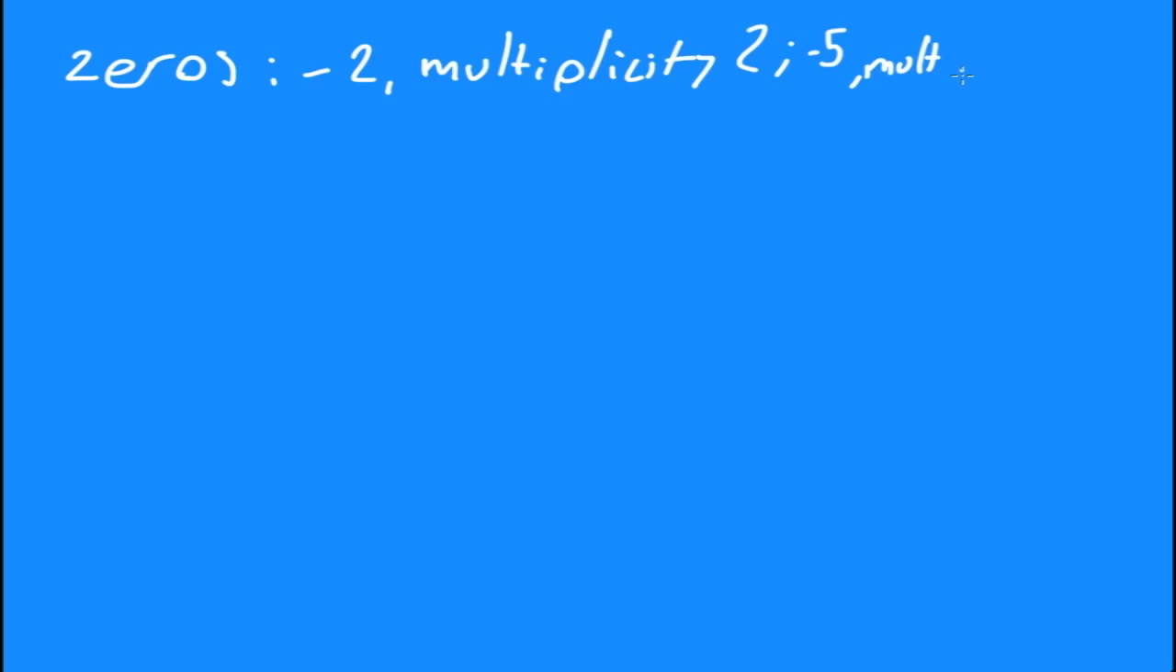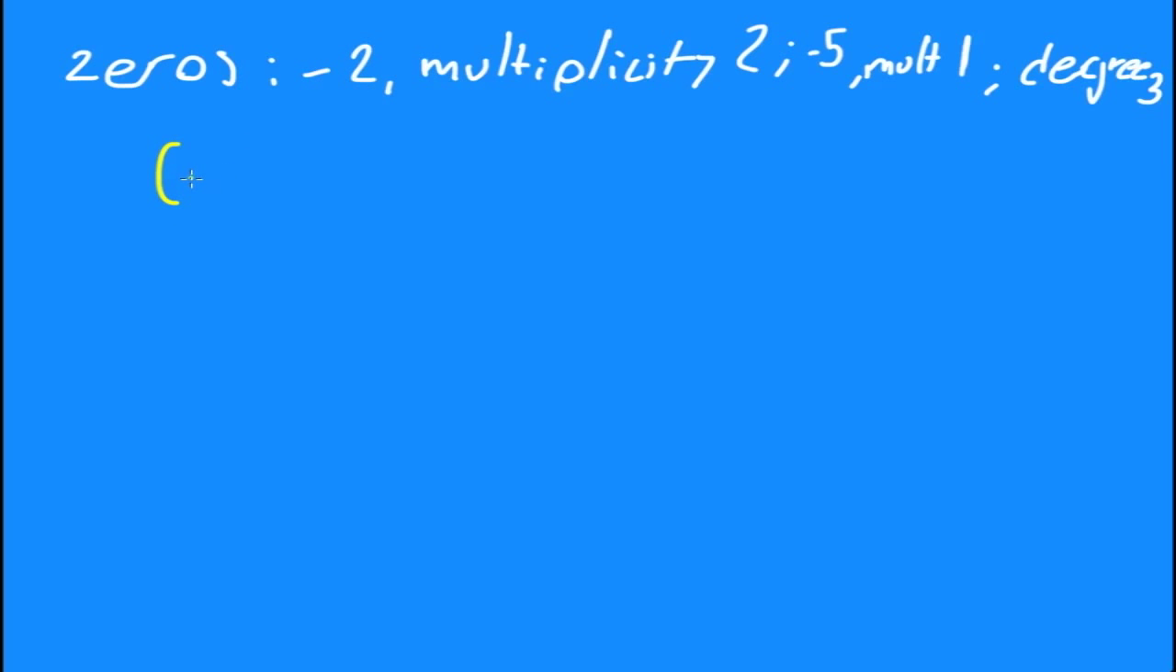Form a polynomial function whose zeros and degree are given. We're given our zeros: negative 2 with multiplicity 2, and negative 5 with multiplicity 1, and degree 3. The degree of the whole thing is 3. So how are we going to get this? Let's see how it will turn out.